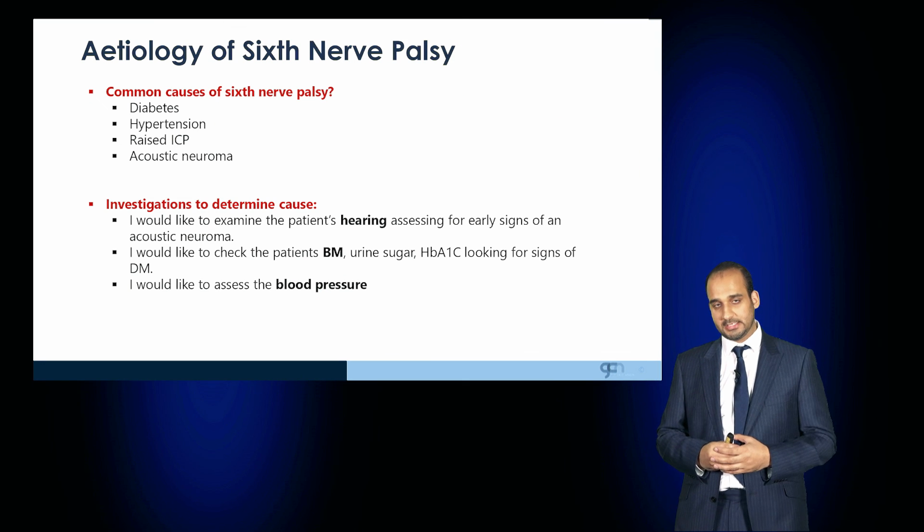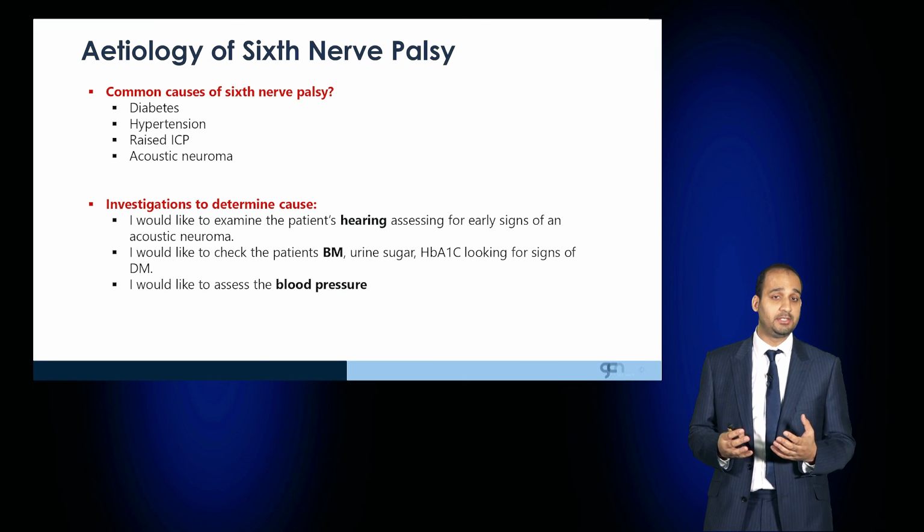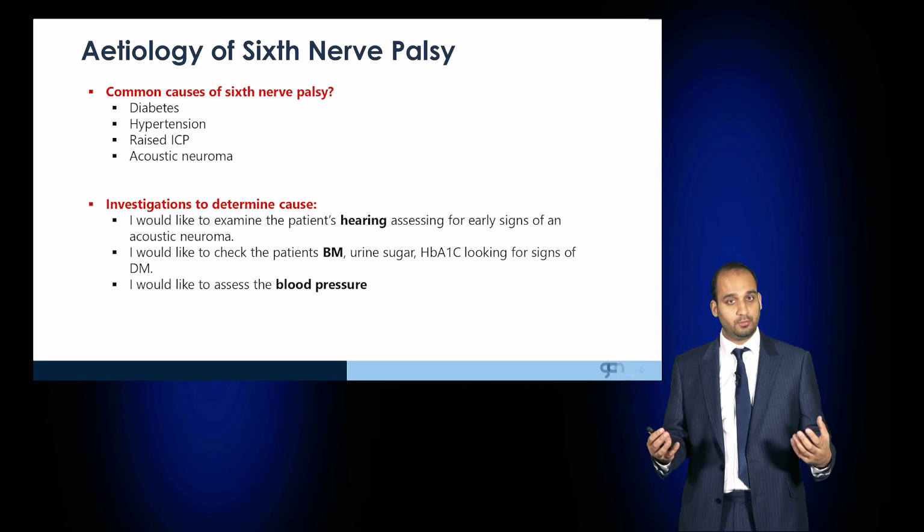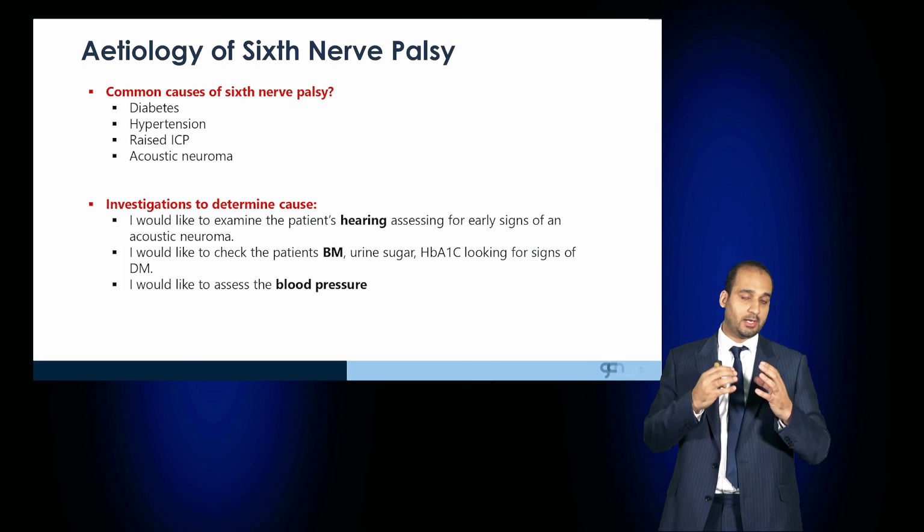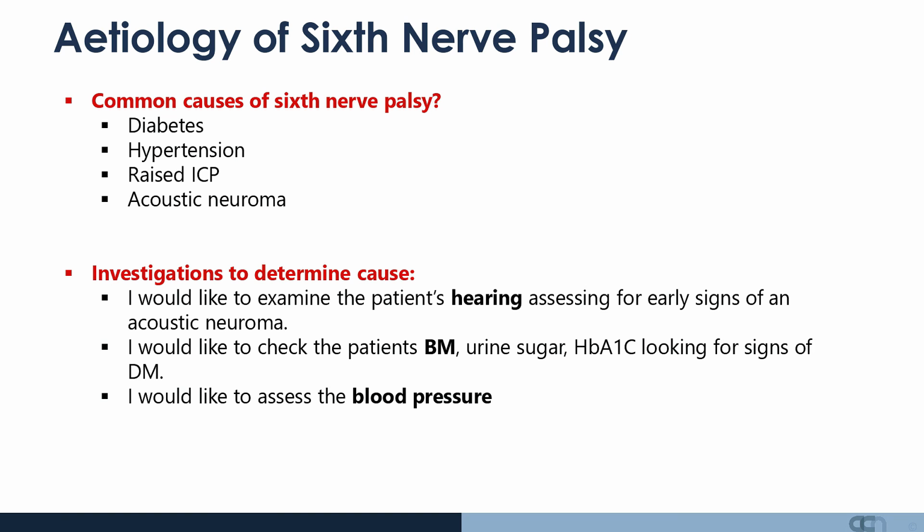The etiology of sixth cranial nerve palsy includes diabetes, hypertension, but because of its long tortuous route, raised intracranial pressure can also damage this nerve, as well as an acoustic neuroma. So to determine the cause of a sixth nerve palsy, it's pertinent to examine the patient's hearing to determine whether or not there's a likelihood of an acoustic neuroma, refer for formal audiometry, as well as testing the patient for their blood sugar, signs of blood pressure, and organising neuroimaging, including an MRI of the brain.